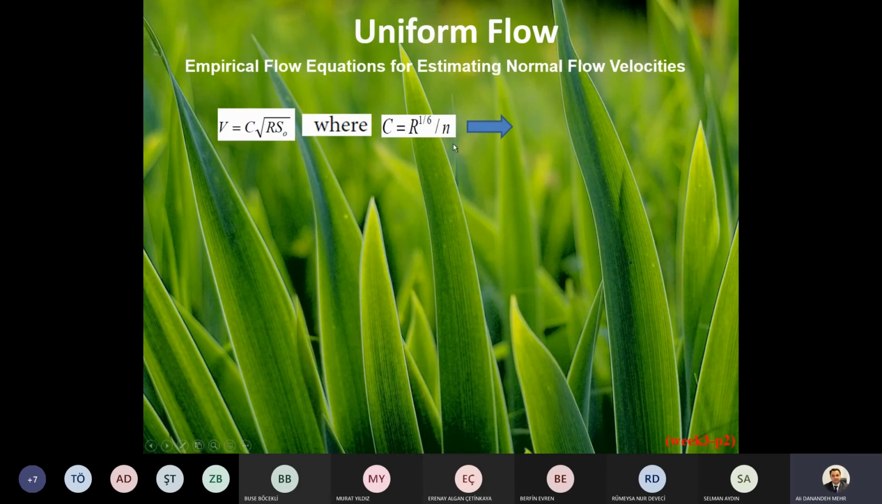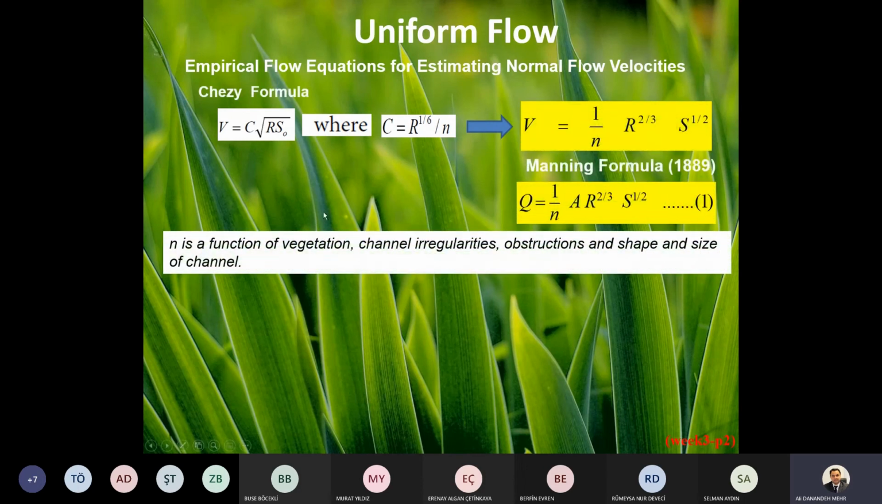And what is the n? We already talked, it is Manning roughness, and he provided several values for different types of canals that he had in his experiments or collected from experiments of other scientists. Anyway, if we replace this equation with C here, what will we have? We will have Manning equation. It is called Manning equation or Manning formula, which is based on Chezy formula.